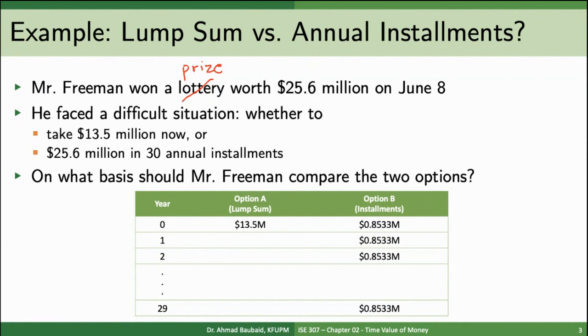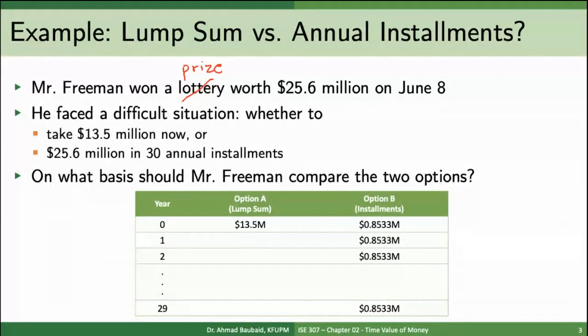Yes. Go ahead, Khalid. I just assumed that I will invest it and get 5% interest, and multiply it by 30 years, I will get more than 25.6. Okay, so you already jumped ahead and you did the calculation, so that's good.